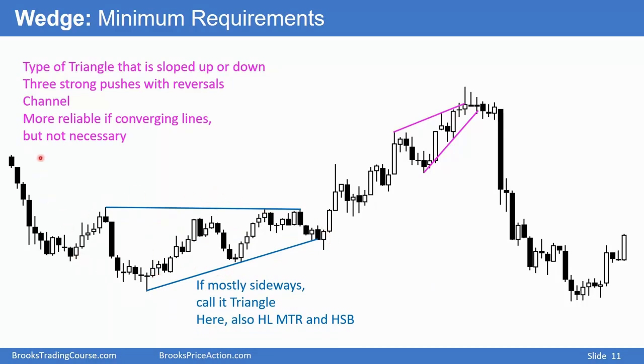There's also a bear trend, bull breakout, higher low, major trend reversal, and a double bottom, higher low, major trend reversal. Traders buy for the reversal up. You can also call it a head and shoulders bottom, left shoulder, head, and then right shoulder, and the right shoulder formed a double bottom.